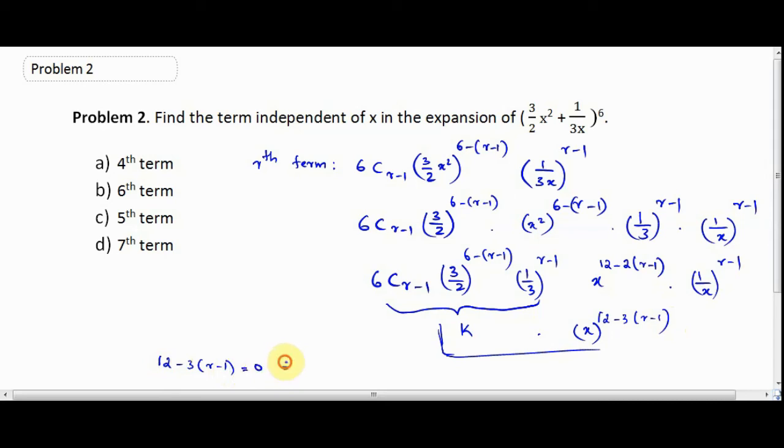So it means that 12 is equal to 3 into (r minus 1). If you cancel 3 from both the left hand side and the right hand side, on the left hand side we will get 4. So r will be equal to 5. So the fifth term in the expansion will be the constant term. So here the answer is option C.